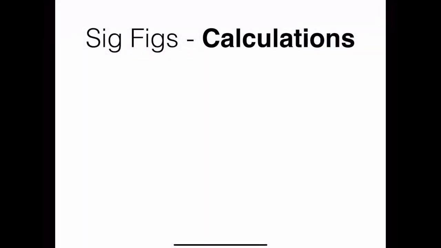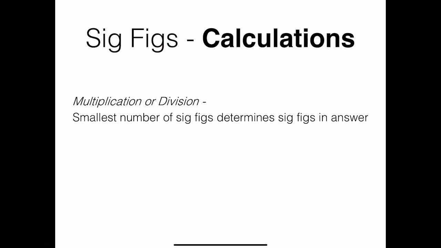Now we can apply these ideas to sig figs involving calculations. So there are 2 different rules, and it depends on if we're multiplying or dividing, or adding or subtracting. So we'll start with multiplying and dividing. In this case, we're looking at multiplying or dividing numbers, and we want to look at the smallest number of sig figs. So this is going to determine how many sig figs are in my answer.